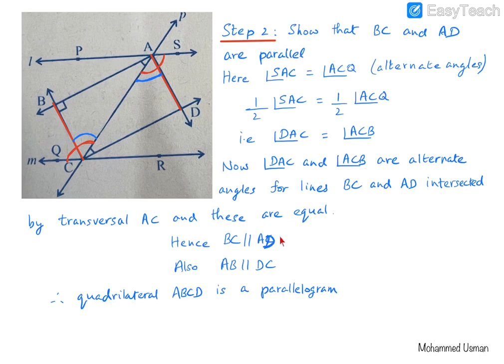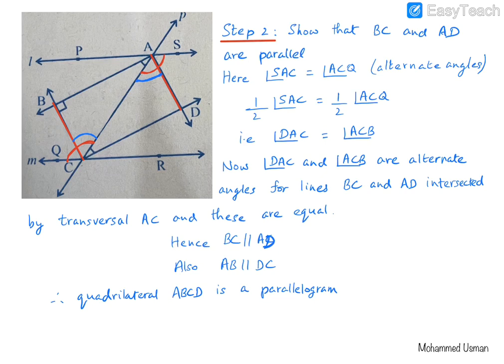So BC is parallel to AD, and previously we have shown that AB is parallel to DC. So we have now in this quadrilateral a pair of opposite sides parallel to each other. So that means the quadrilateral ABCD is a parallelogram. So we have proven the first step that the quadrilateral ABCD is a parallelogram. That means it's a quadrilateral which has its opposite sides parallel to each other.